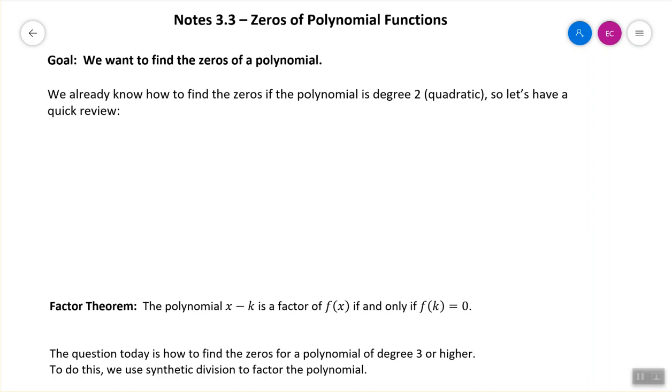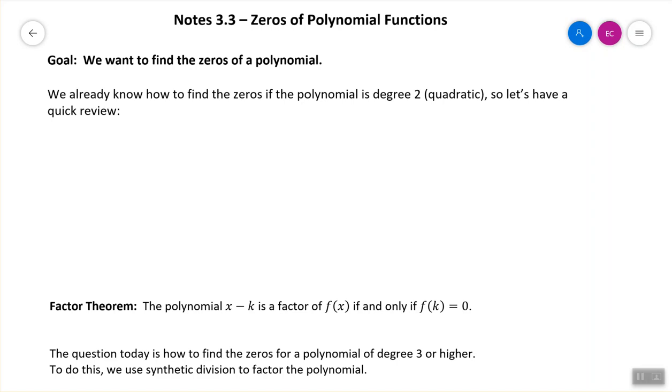Let's start section 3.3. We're talking about zeros of a polynomial function. Our goal is to find the zeros. And we already know how to do this if the polynomial is degree 2. That's just a quadratic function. So let's have a quick review of that, and then we'll move on to degree 3 or higher.